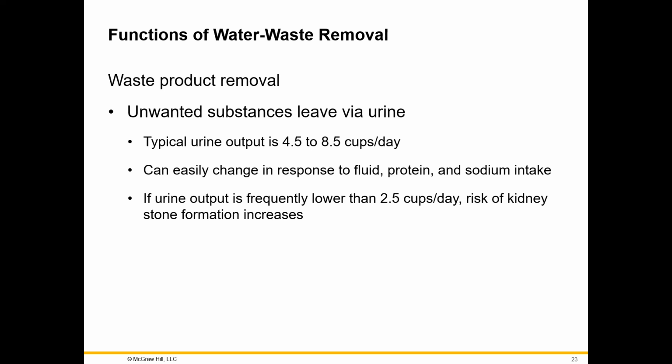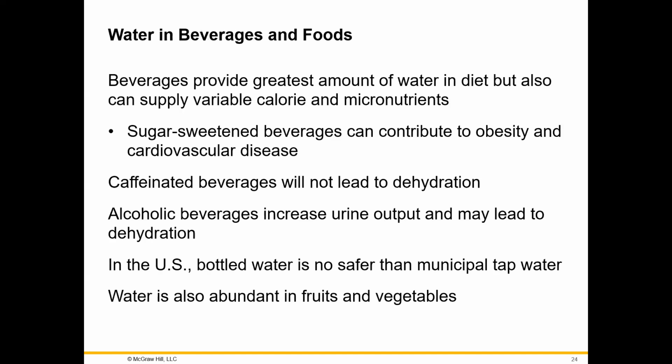And you typically can output 4.5 to 8.5 cups a day of urine. But that can easily change in response to your fluid intake and your protein intake and your sodium intake. And if you get below that 2.5 cups a day, that's when you're at risk for some potential problems like kidney stones.